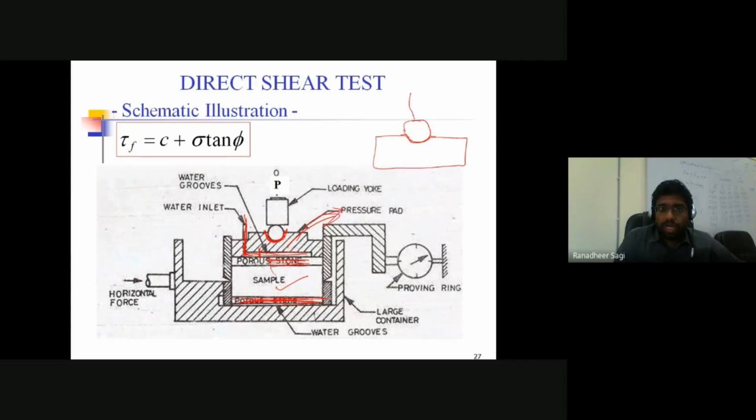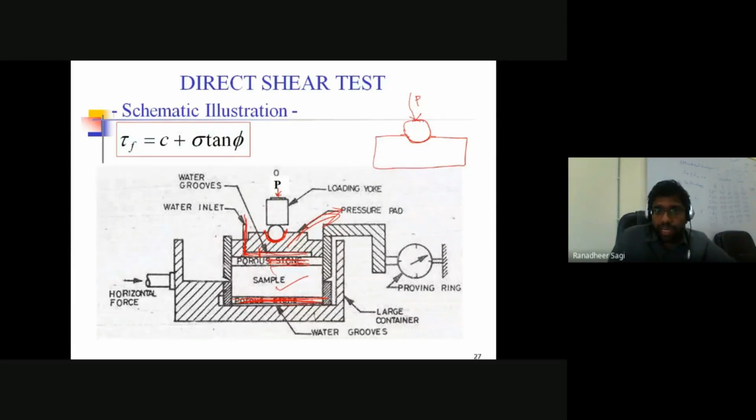On top of this steel ball you'll have a loading frame coming. What does that loading frame do? It transfers the load onto your soil sample. From the loading frame, we'll be adding some loads. The load applied onto the loading frame gets transferred onto the top of the soil sample, and that load we call your normal load, and it's basically a point load.